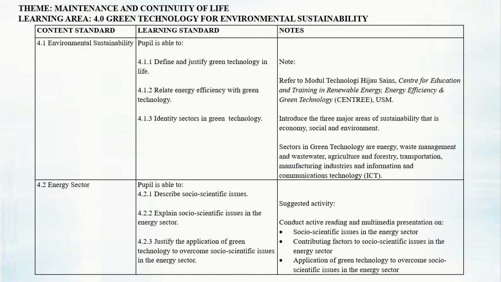First is sustainability of the environment and continuity of life. In this curriculum specification for Form 4, we use KSSM. It consists of theme, learning area, content standard, learning standard, and also notes. For this topic, which is environmental sustainability and energy sector, it is the same as the Japan curriculum, which is more about the energy sector.